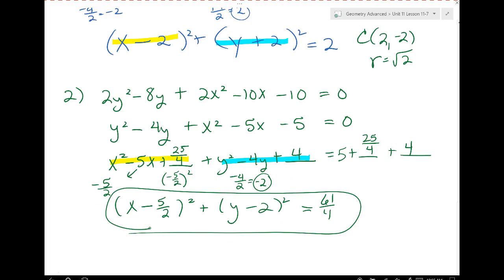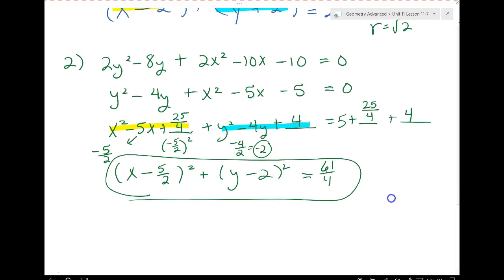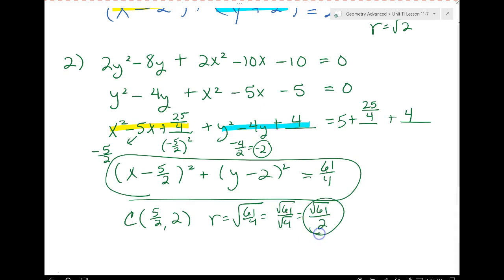The first one was the equation of a circle, but not in a format that we could pull out the information that we want. This allows us to do that. So guys, what's your center of that circle? 5/2, 2. My radius is going to be the square root of 61/4, which means I rewrite it like this to simplify it. And it's square root of 61 over 2. There's your radius.